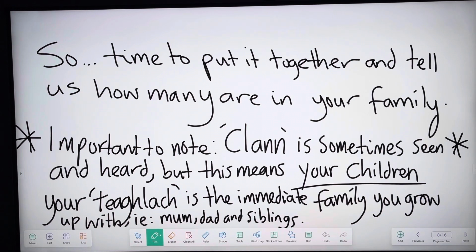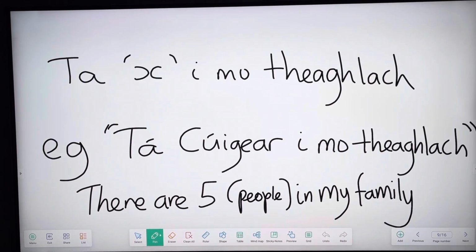So, time to put it together and tell us how many people are in your family. An important thing to note is that clann is sometimes seen and heard, but this means your children. Your teaghlach is the immediate family you grew up with, i.e. your mum, your dad and your siblings, assuming you're lucky to have all three. So tá X i mo theaghlach. So an example from my own family, tá cúigear i mo theaghlach. There are 5 people in my family.